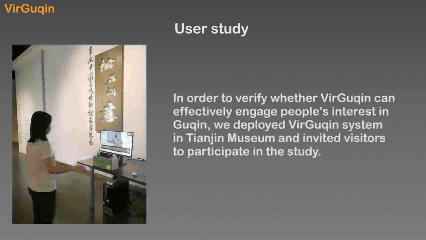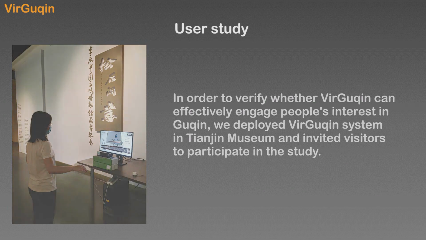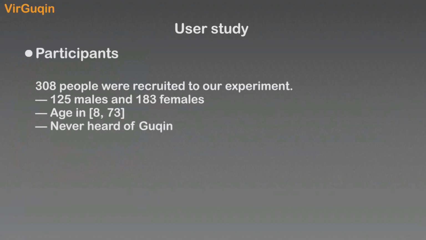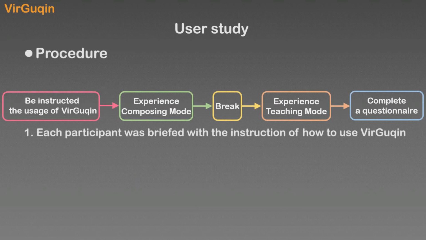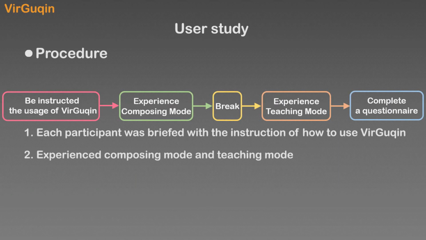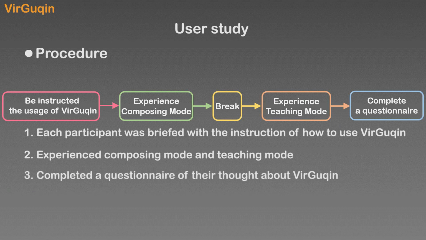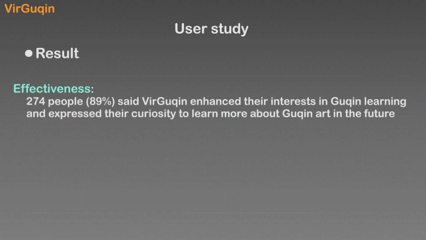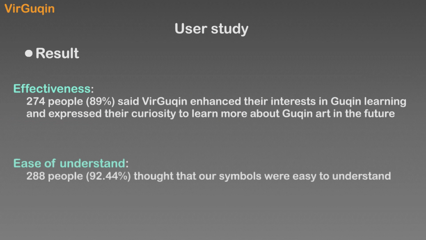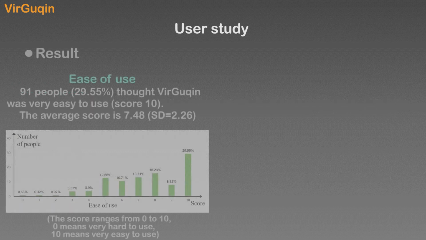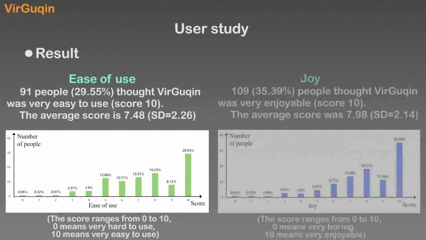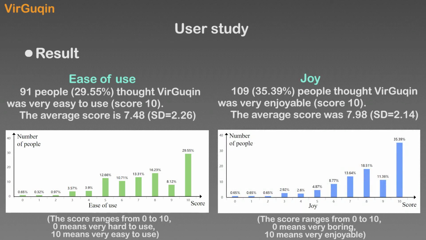We deployed the VirGuqin system in Tianjin Museum to verify its effectiveness. 308 people were recruited for our experiment. All the participants experienced the composing mode and the teaching mode successfully, then completed a questionnaire. The results showed that 89% of people thought VirGuqin enhanced their interest in Guqin learning. It also achieved good results in ease of understanding, ease of use, and joy.